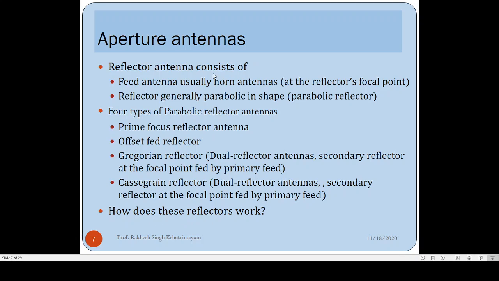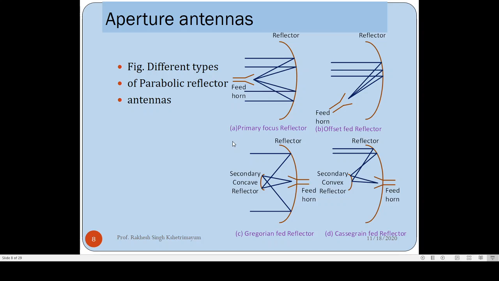So how do these four types of antenna work? It will be clear from the next slide, where we have shown the diagram for each kind of parabolic reflector antenna. The first one is the prime focus reflector. This is what we are going to study in this class. We will not go into the details of the offset fed reflector antenna and the Gregorian and Cassegrain antennas. If you are interested, you can always explore. But we'll discuss properly what this prime focus reflector is in this class.